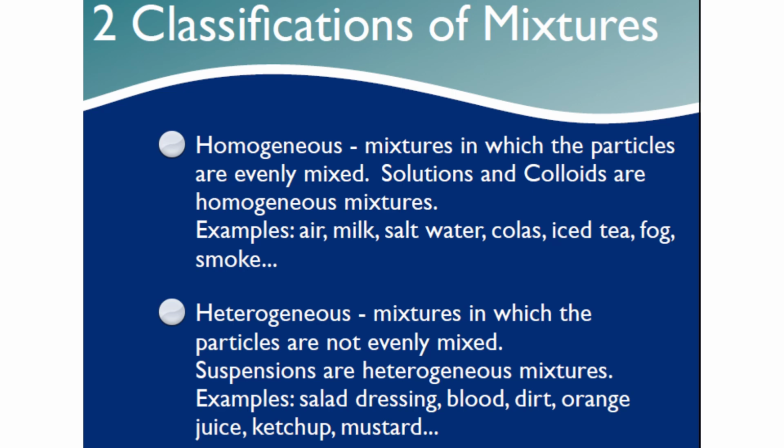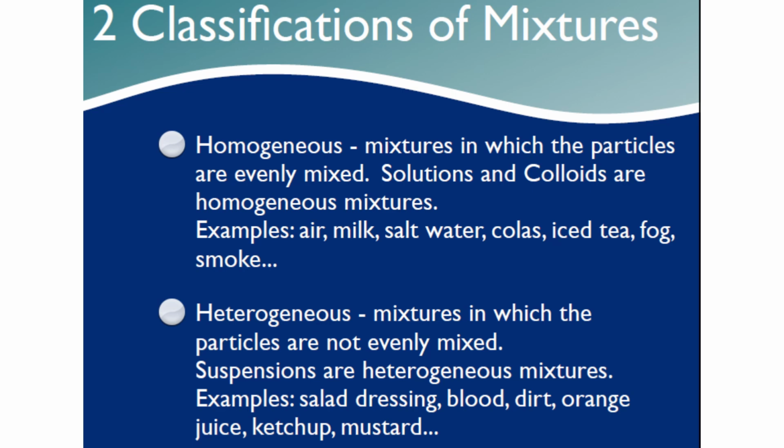There are 2 main types of mixtures. A homogeneous mixture is a mixture in which the particles are evenly mixed. Solutions and colloids are homogeneous mixtures. Homogeneous mixtures do not appear to have 2 different types of particles to the naked eye. For example, air, milk, salt water, colas, iced tea, fog, and smoke. Those are all examples of homogeneous mixtures.